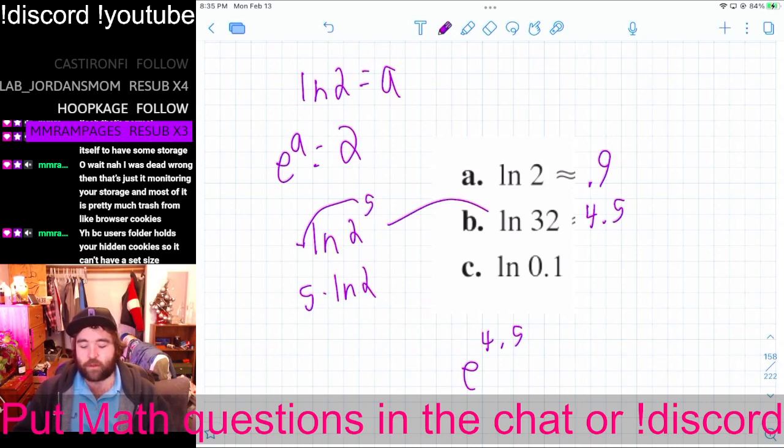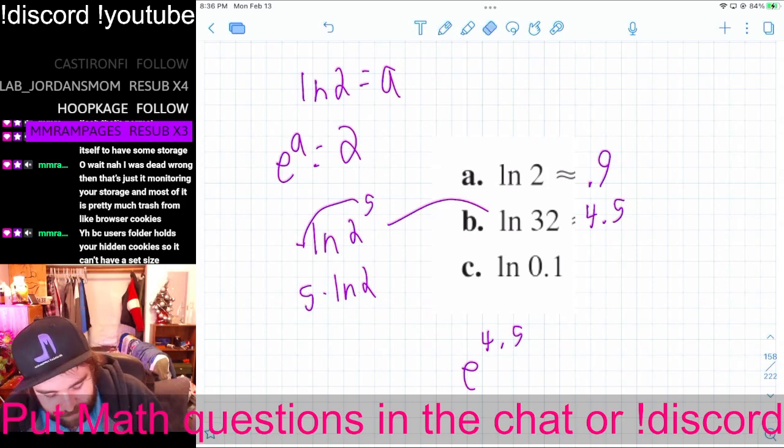Well, what would 3 to the 4.5 be? 3 to the 4.5 would actually be huge. And e is closer to 3 than it is to 2. So I'm not super happy with this 0.9 anymore. Maybe 0.8. And call this 4.